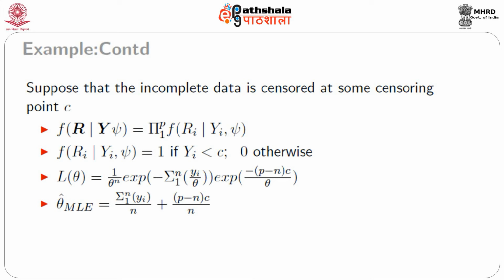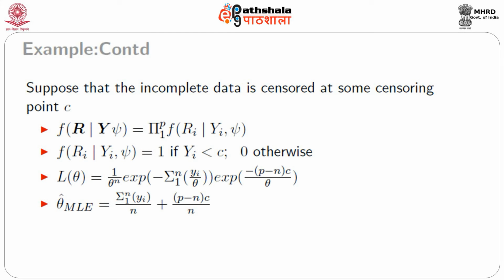But here f of ri given yi, psi is 1 if yi is less than c and 0 if yi is greater than c. So, on computation we get f of y observed, r conditional on theta comes out to be theta to the power minus n, exponential of minus summation yi by theta, i equal to 1 to n, and exponential of minus p minus n by theta multiplied by c.